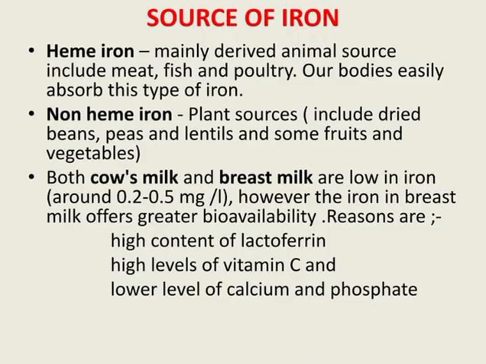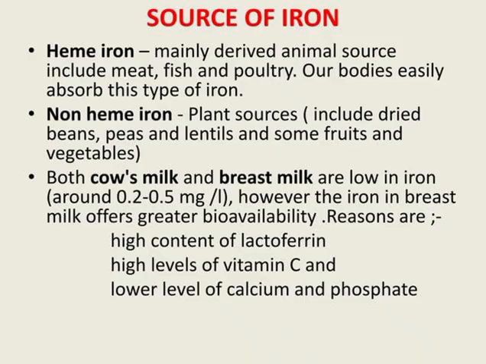Next is the source of iron. We have to know what the sources of iron are. Heme iron is mainly derived from animal sources, which include meat, fish and poultry. Our bodies easily absorb this type of iron. Non-heme iron plant sources include dried beans, peas, lentils and some fruits and vegetables.